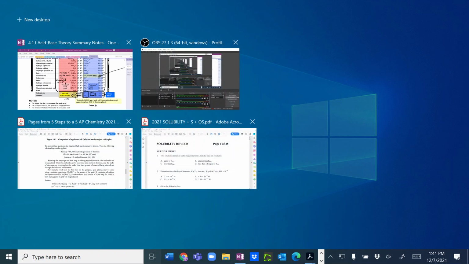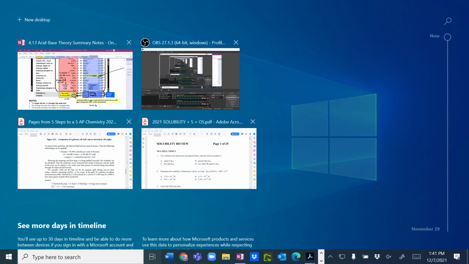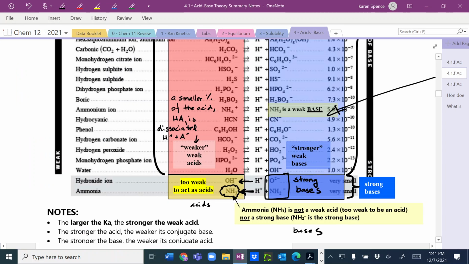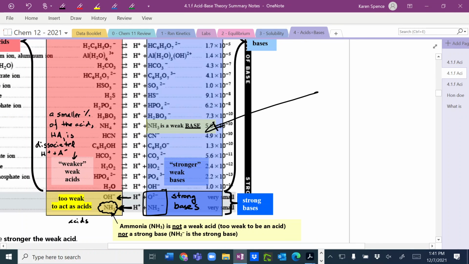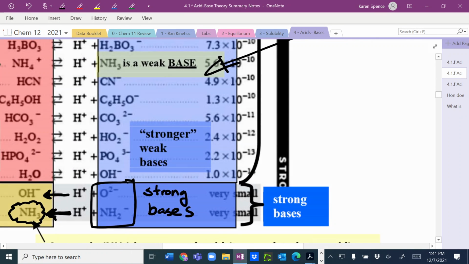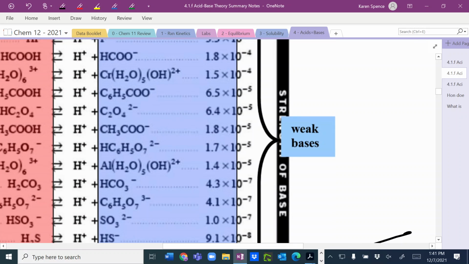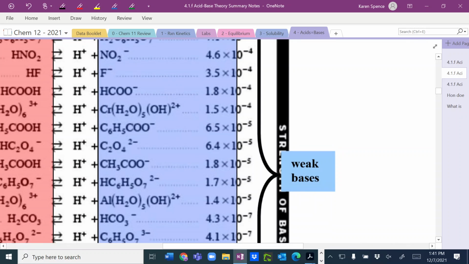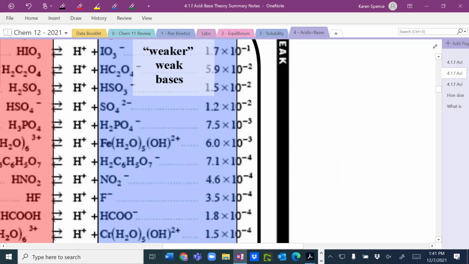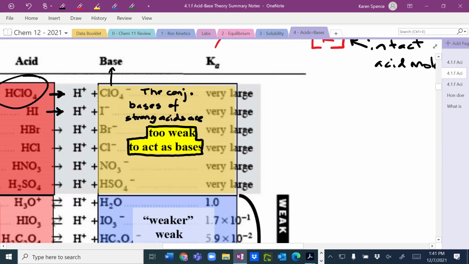With the bases, down at the bottom we have the strong bases. And then we have all our weak bases as we move up, but they get weaker and weaker and weaker until we finally hit those bases that are so weak they can't actually act as bases. All right, so that's our table.